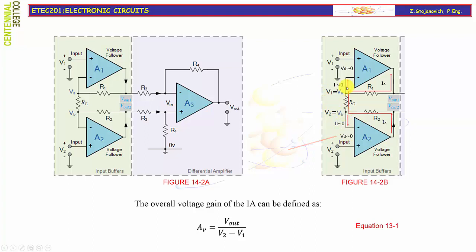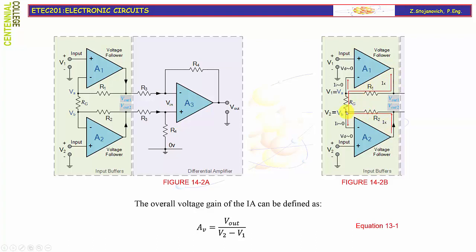Another assumption is that the input current into the high impedance voltage follower will be approximately equal to zero. This is valid for voltage follower A1 and for voltage follower A2 as well. If this is true, then the current that flows from the output of the A2 follower to the output of the A1 follower will be the same. How can we verify that?